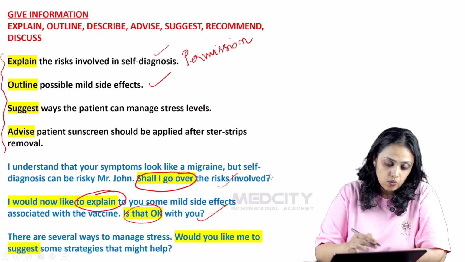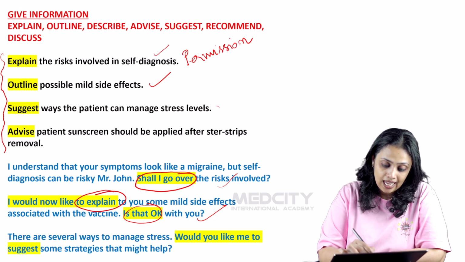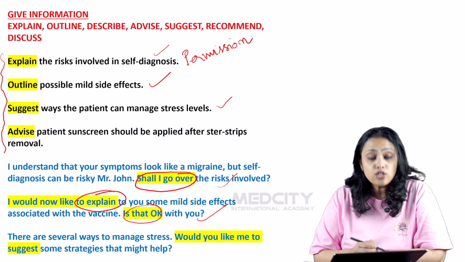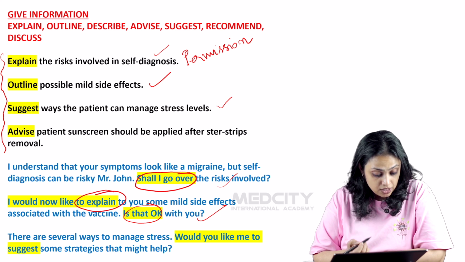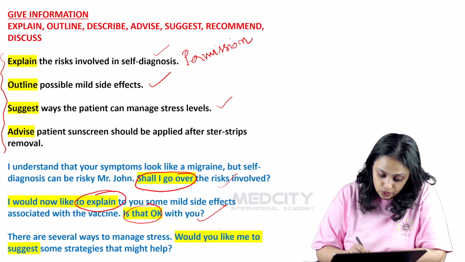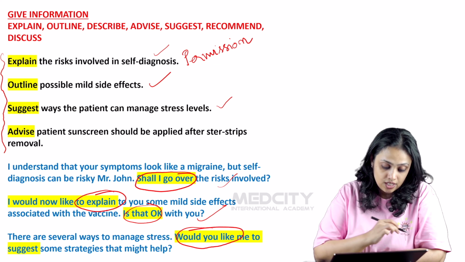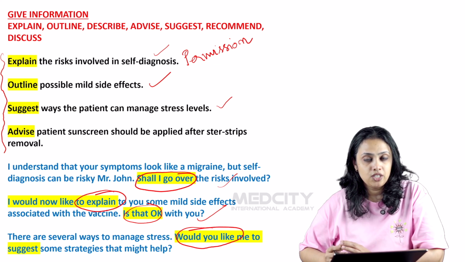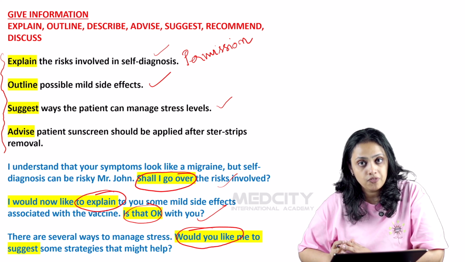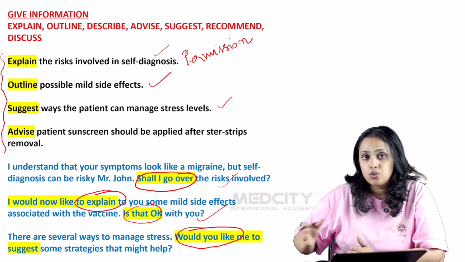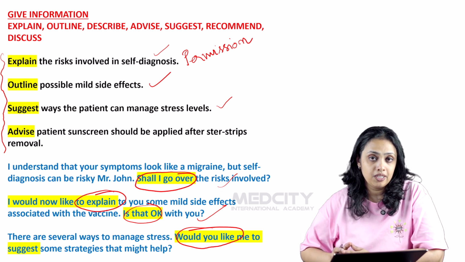That is, suggest ways the patient can manage stress level. How is it said? There are several ways to manage stress. Would you like me to suggest some strategies that might help? So whenever you're giving out information, just take the permission of the patient that shall I explain or shall I outline so and so details to you, and then go for explanation.